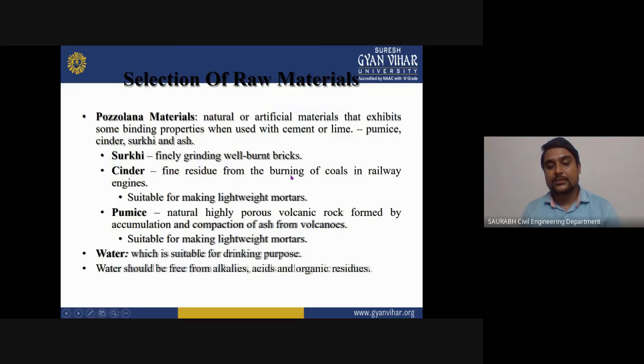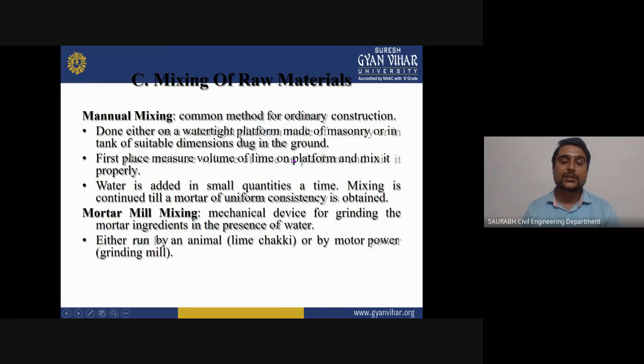Next one is water, which should be suitable for drinking purposes, and water should be free from alkalis, acid, and organic residue. Manual mixing is the common method for ordinary construction, done either on a watertight platform made of masonry or in a tank of suitable dimension dug in the ground. First, place a measured volume of lime on the platform and mix it properly. Water is added in small quantities at a time. Mixing is continued until a mortar of uniform consistency is obtained.